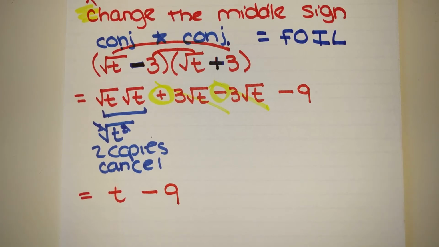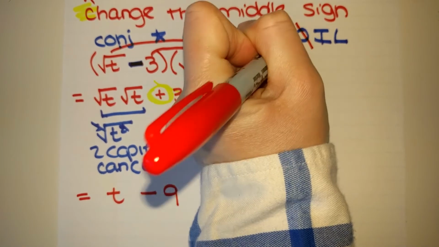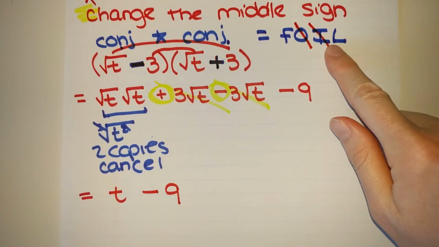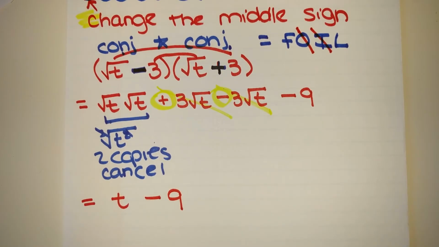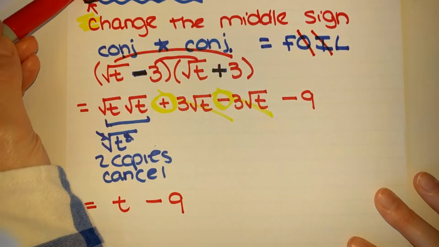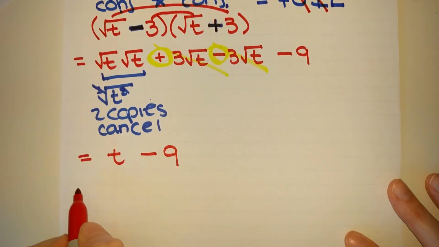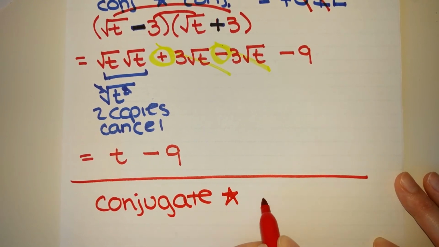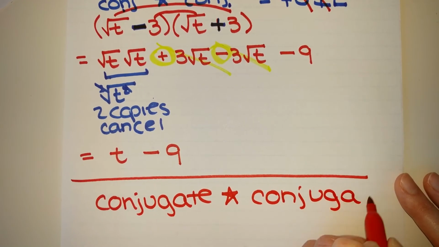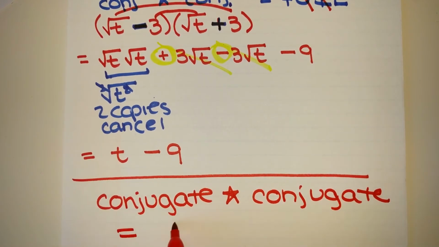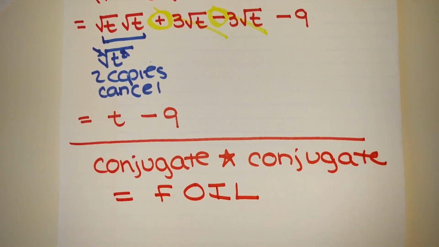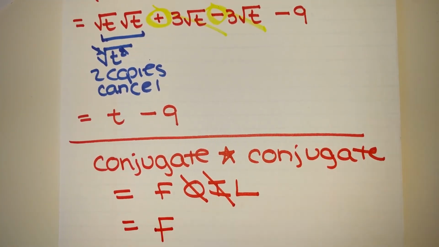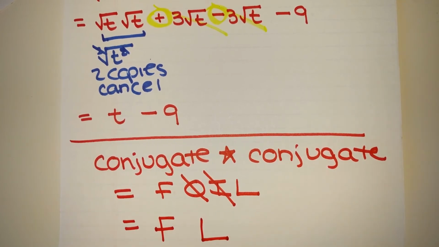So the whole process of FOILing really is just going to be the first, multiplying the first 2 together and multiplying the last 2 together, because the outer and the inner cancel. So the 2 big things to remember from this example, first of all, the conjugate, you change the middle sign. And the second big thing to remember is that when you have a conjugate times the conjugate, so the only difference is the change in sign in the middle, it's not as much work as a full FOIL out step. A conjugate times a conjugate, the outer and the inner always cancel out, and we're left with just the first 2 multiplied together and the last 2 multiplied together.